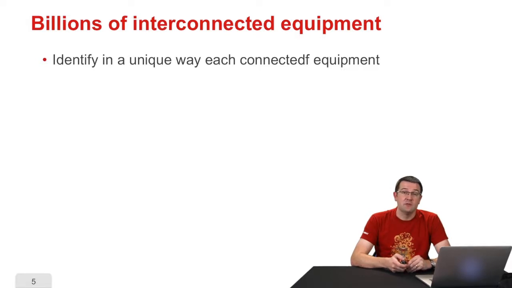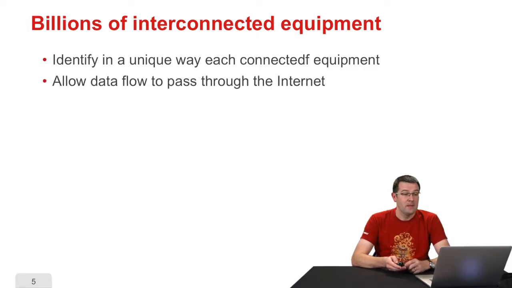Today, thanks to the internet, there are billions of interconnected equipment. The first question is how to identify, in a unique fashion, each connected equipment. For example, if you want your smartphone to communicate with a server to check a web page, your smartphone needs to be identified, and the other equipment needs to be identified too, the web server you want to communicate with, so that you can talk to it, and so that it can respond.